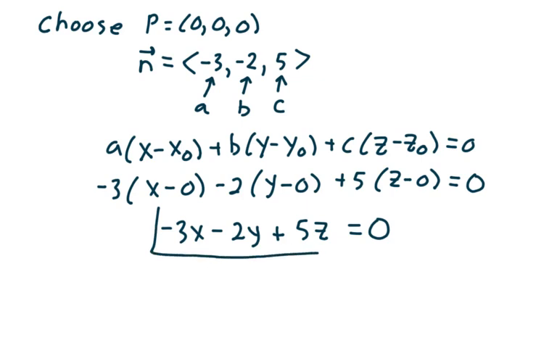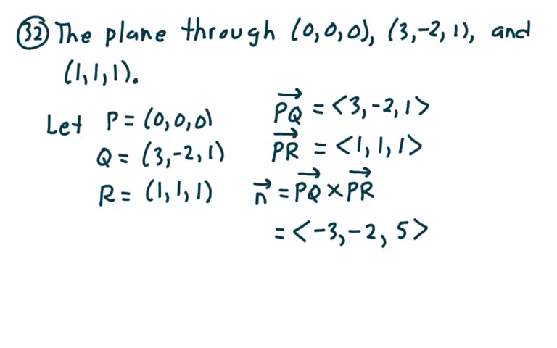And I claim that would be the equation of a plane. And if you really want to convince yourself, I would go back and pick like 1, 1, 1 and see if you get exactly the same answer as if we picked 0, 0, 0. And you should. And that's how you do number 32.